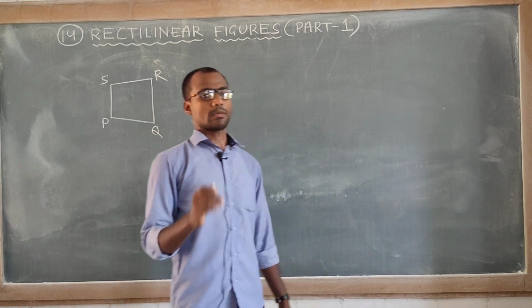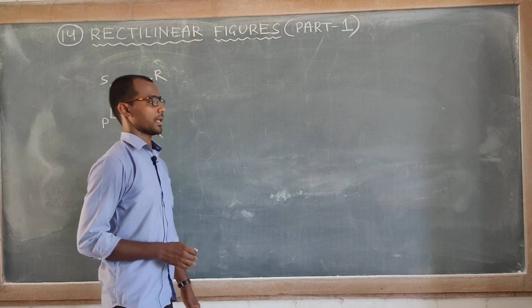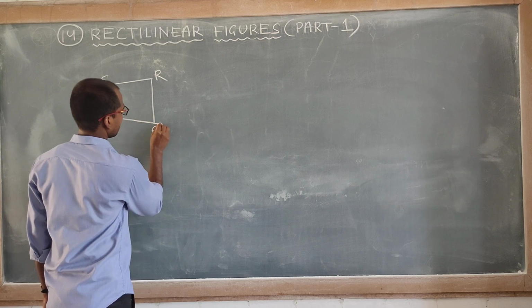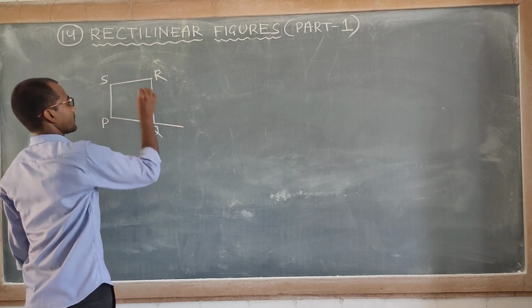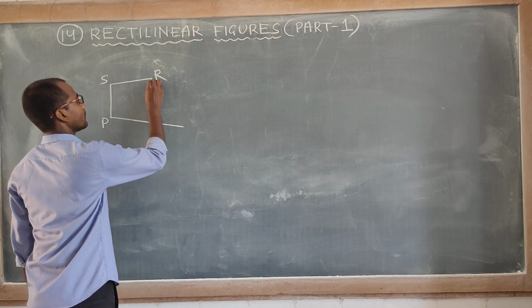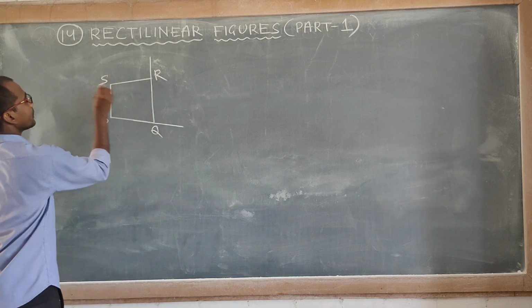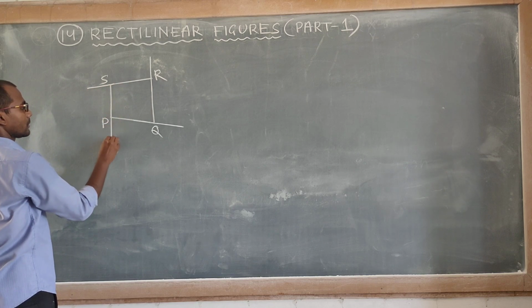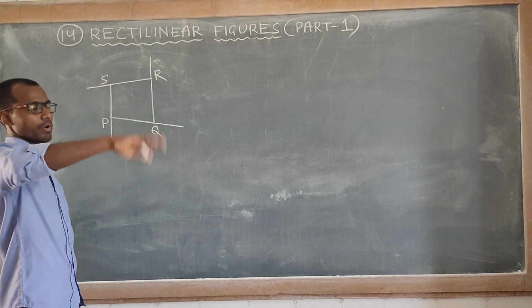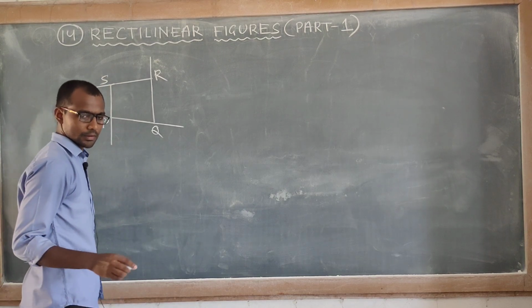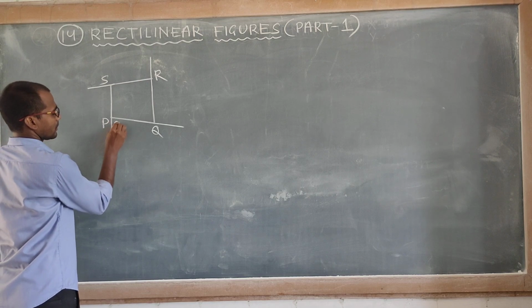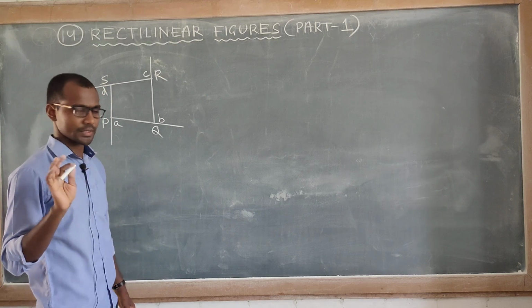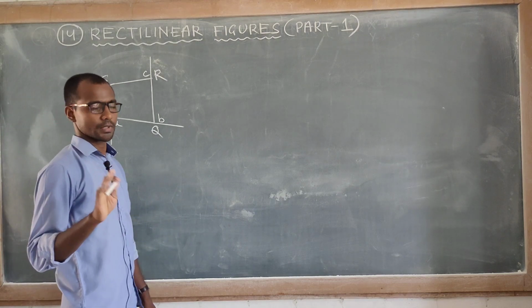Okay, this is the sum of interior angles, but our target is to find the sum of exterior angles. We have to produce the sides. Let us produce the sides in anti-clockwise direction: PQ, then QR, then RS, then SP. I am producing in one order. Let the external angles be A, B, C and D. My target is to find A plus B plus C plus D.